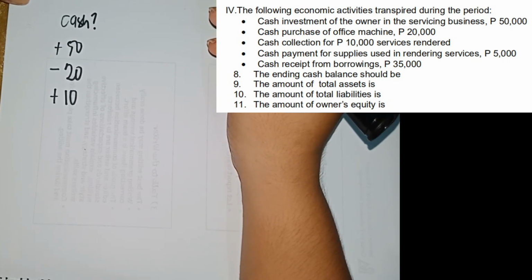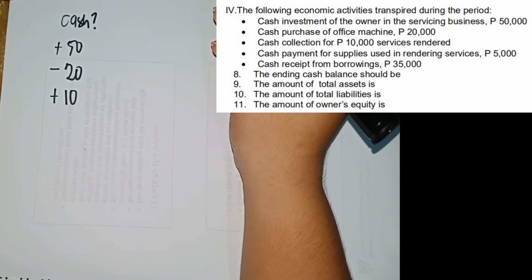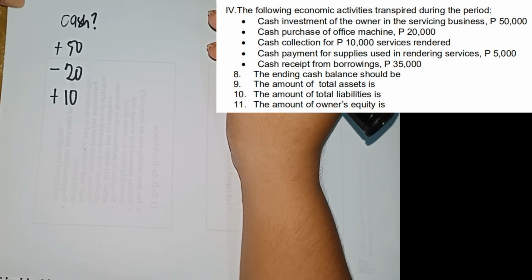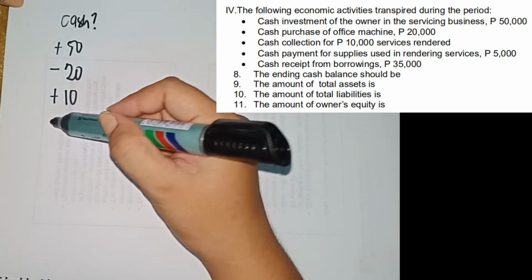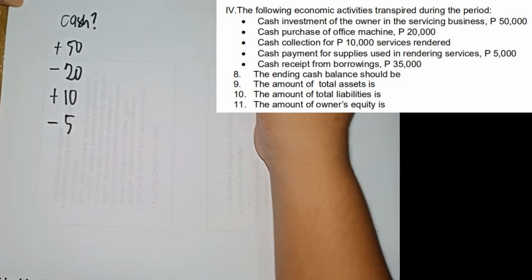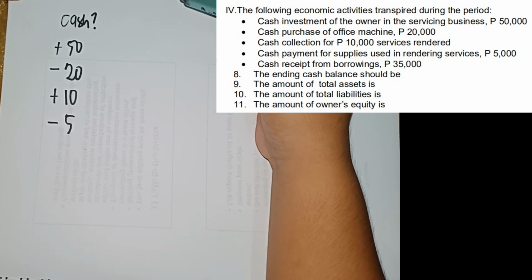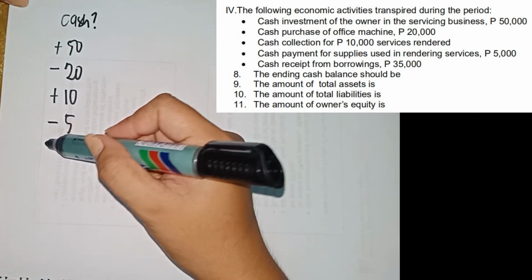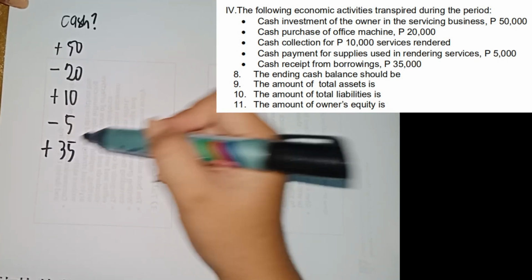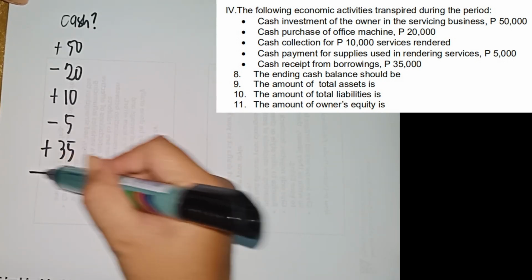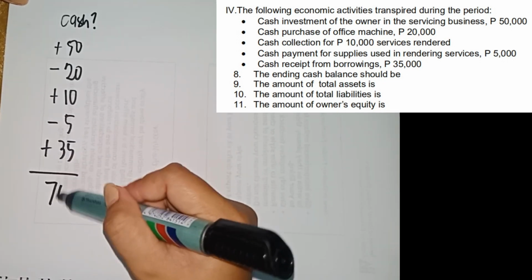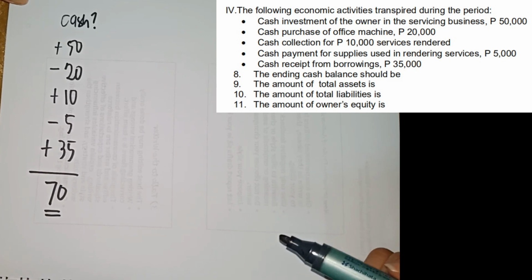Cash payment for supplies used in rendering services. So, pag sinabing cash payment, nagbayad. Since used na yung supplies, ibig sabihin, magiging expense na yun. So, bawas natin yung 5. Cash receipt, nakatanggap ng pera from borrowings. Ibig sabihin, nakatanggap ng pera dahil nangutang. So, pumasok din yan. Plus natin yung 35. So, ang total ng cash natin is 70,000 pesos.